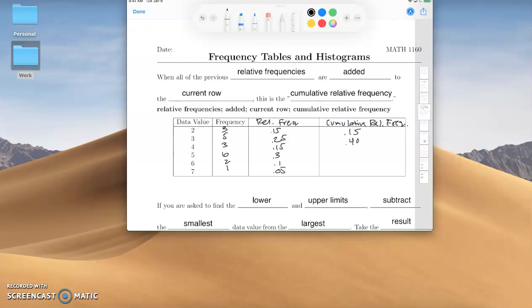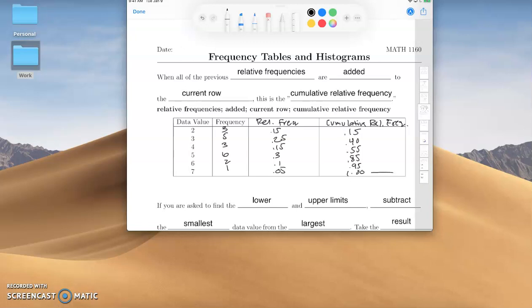And then we're going to add 0.15 to 0.25 to 0.15. And that's going to give us 0.55. Then we're going to add 0.3 to all of that, right? So 0.3 plus 0.55 is 0.85. Then we're going to add that 0.1 to all of that, and that's going to give us 0.95. And then the 0.05 we add is going to give us 1.